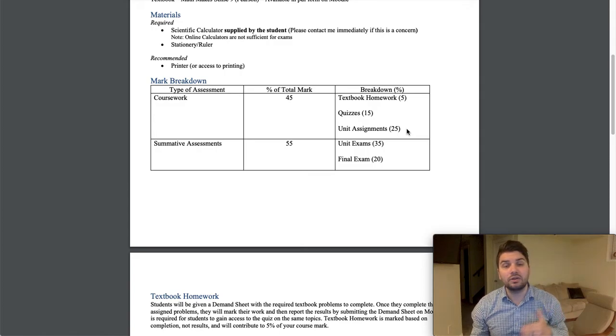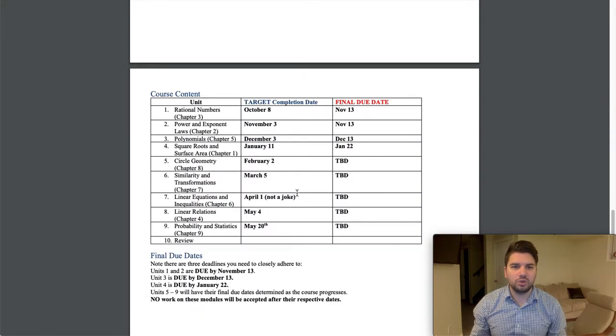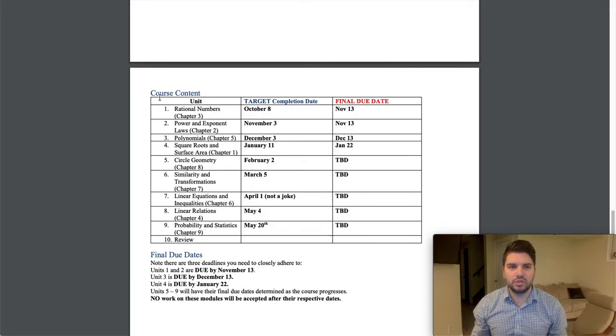Once you reach the end of a unit, you will have a unit exam, and there will be 9 of them, and they make up 35% in total. And then a final exam at the end of the year worth 20%, rounding that all out to 100%. I also want you to know that your schedule is down here as well, in case you are looking for everything all in one place.